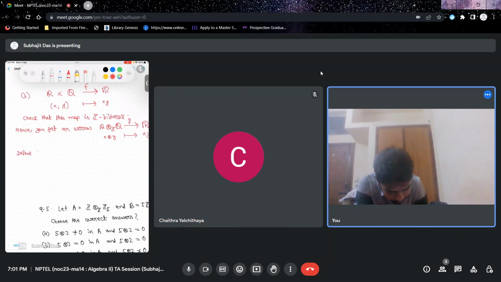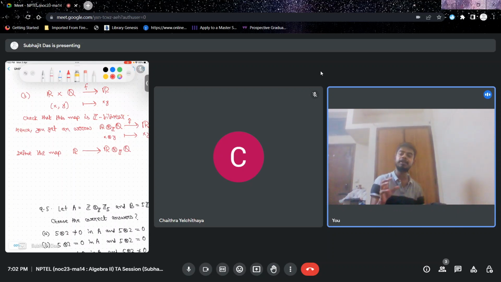So define the map from R into R tensored over Z with Q. What map should we take here, Chaitra? Defining this is easy. We don't even need to use the universal property, because the universal property of the tensor product gives you maps out of the tensor product, not into the tensor product. Okay. So to define a morphism of R into R tensored over Z with Q, it is enough to just define it in the usual way. So where should you send a to? A should go to?